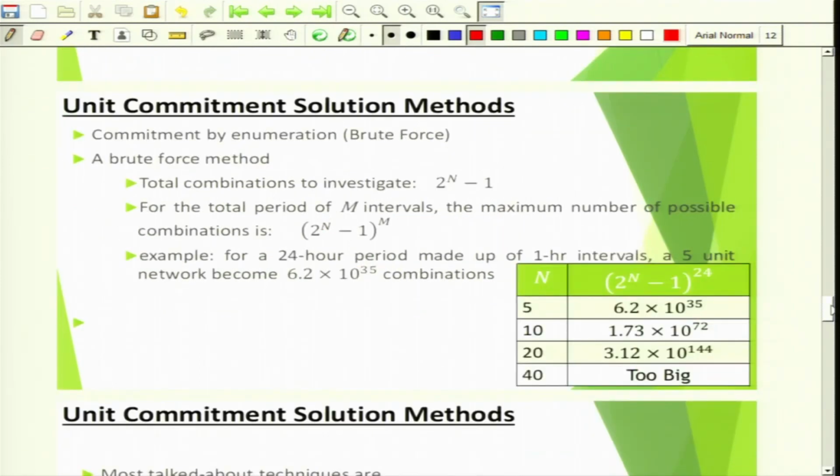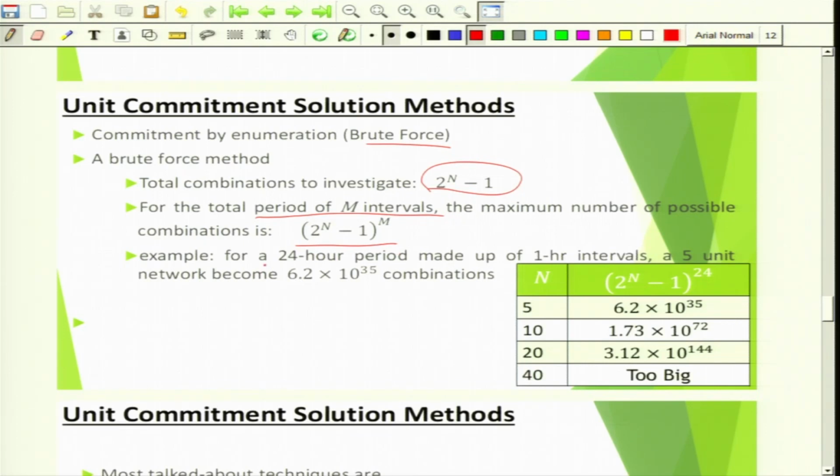Now what are the possible combinations of solutions available, right? So we follow the brute force method. Now what is the total combination of investigation? 2 to the power of n minus 1, where n is the number of generators, as I have already told you. Now for the total period of m intervals, such 2^n minus 1 combinations are available for m intervals, where the load is changing. For each interval you need to deal with 2^n minus 1 combinations. So what is the total number of combinations for m intervals having n generators? It will be (2^n minus 1) to the power of m.